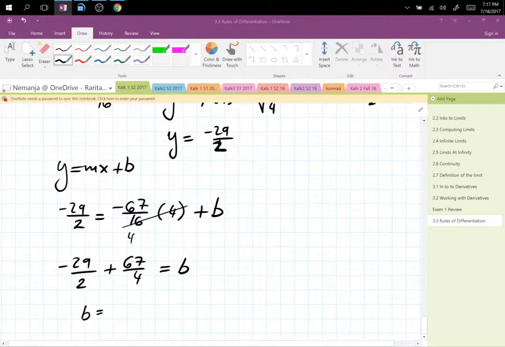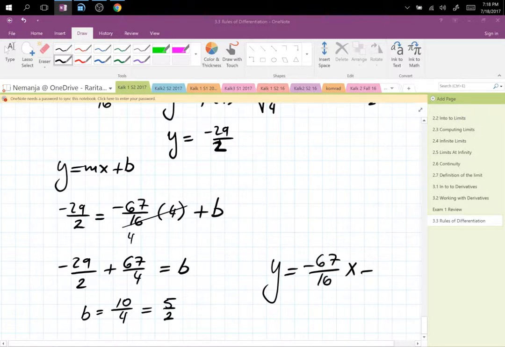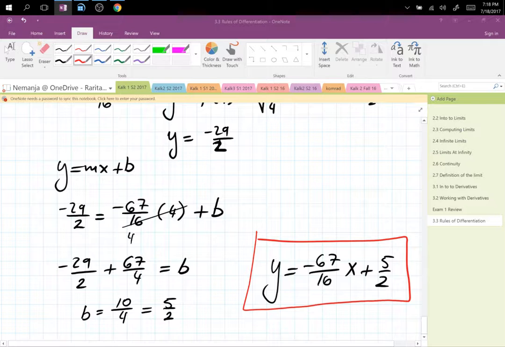And then finally b is equal to, doubling this, it's going to be 57, right? So it's 10 over 4, which gives me 5 halves. So b equals 5 halves. And now we have the tangent line. Y equals negative 67 over 16x plus 5 halves. And that would be the tangent line for this particular problem.